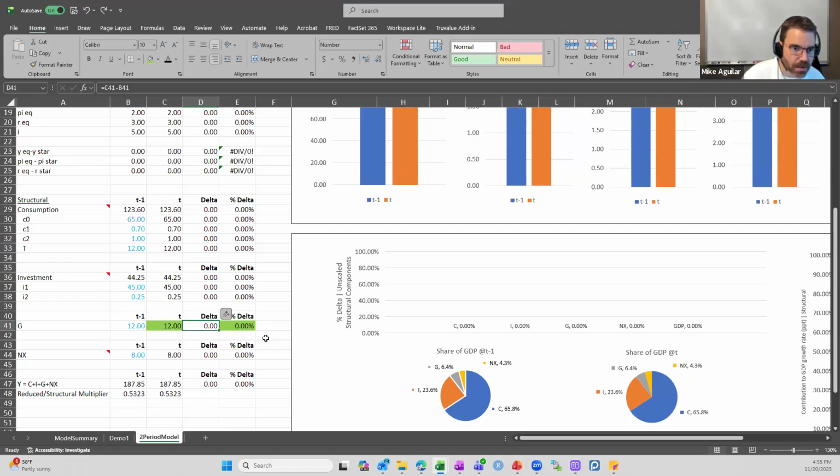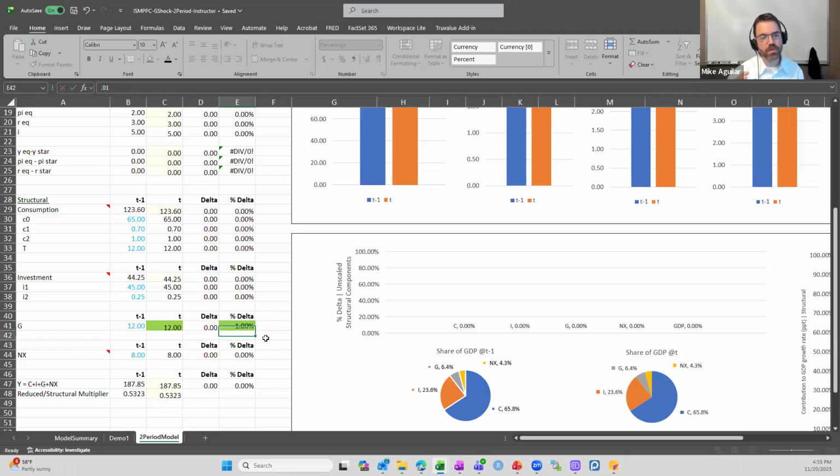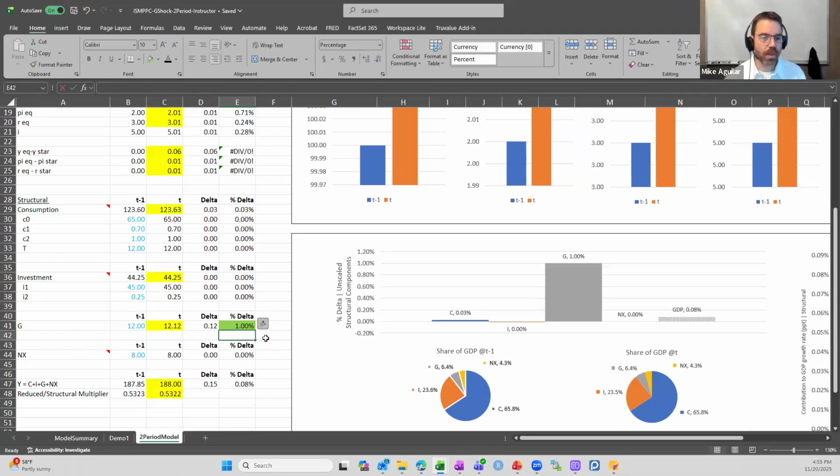So how do I use it? Let's go over here. Let's say government spending goes up by 0.1%, all right? Let's say government spending goes up 1%. Well, what happened?